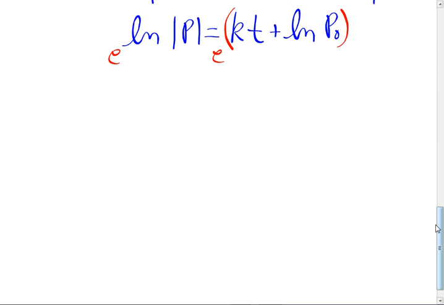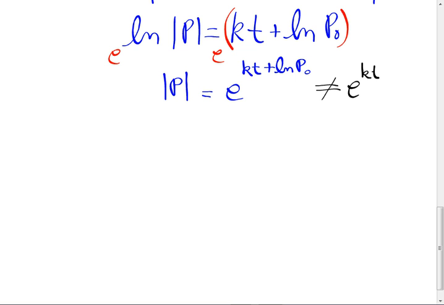What is the left side here? e to the natural log of the absolute value of P. What is that? It's the absolute value of P. We're going to get rid of the absolute value soon. We're going to pretend the population could be negative right now. Then if you don't know what this is, just leave it like this. Because this is what I see. Does not equal e to the kt, because this is what I see all the time. That is not a true statement.